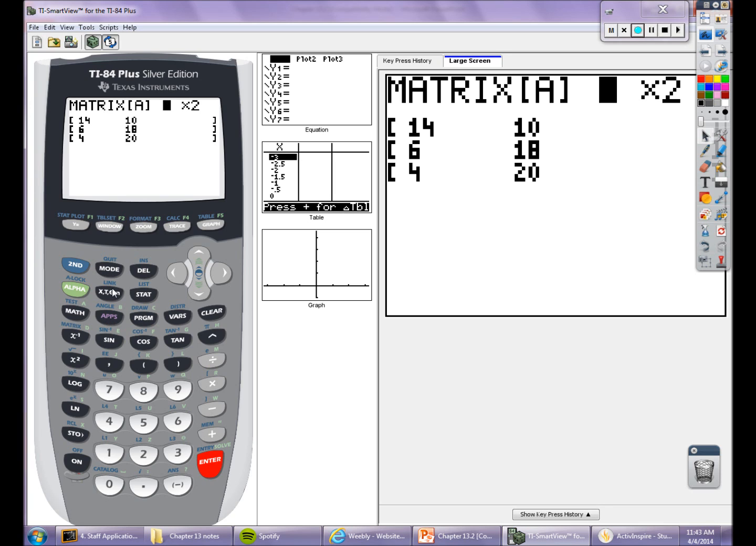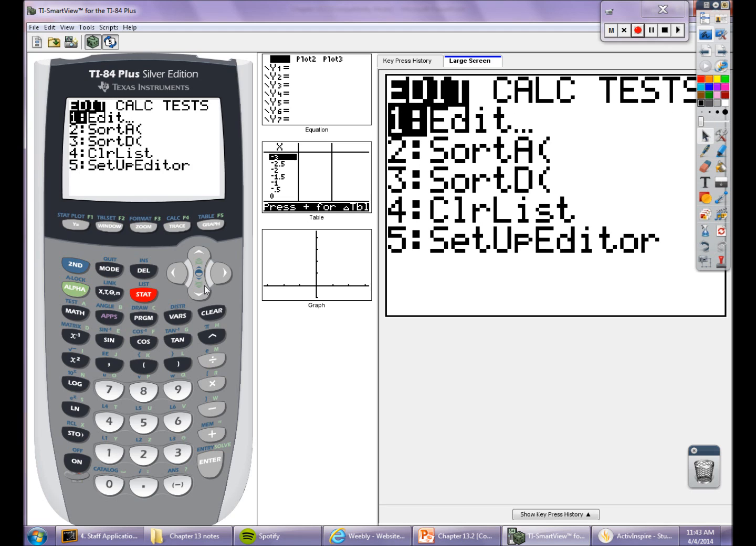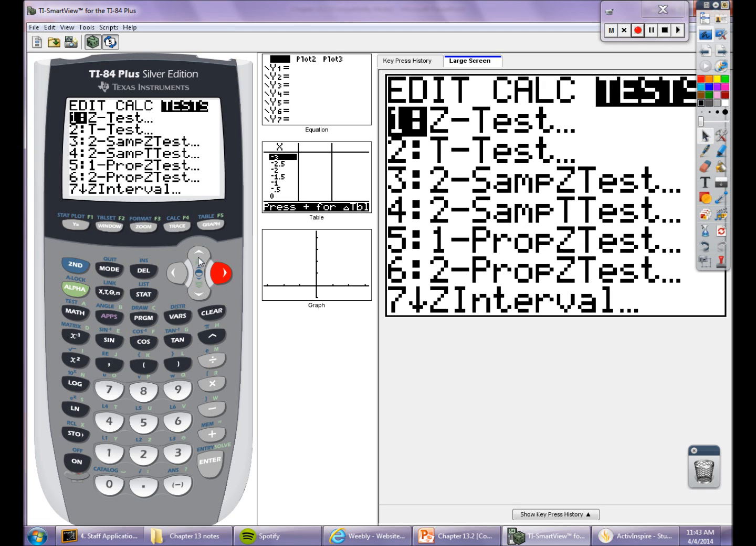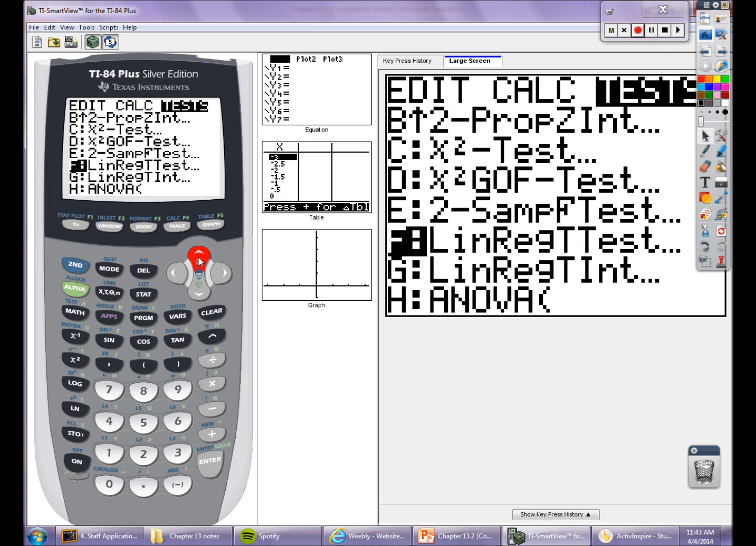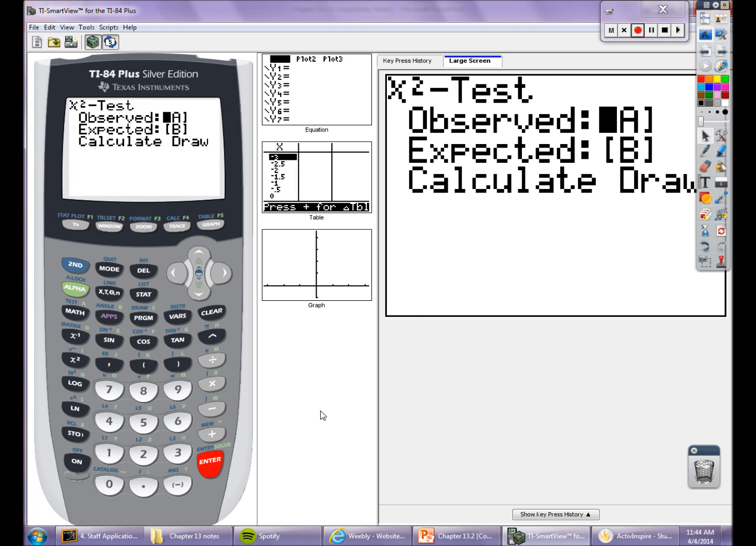Now I'm going to actually run the test. To do that, stat, over to test, and scroll to the ChiSquare test. The calculator prompts me, do you want my observed counts in matrix A? Yes, you do. Notice it says, do you want your expected counts in matrix B? However, I did not type the expected counts in.